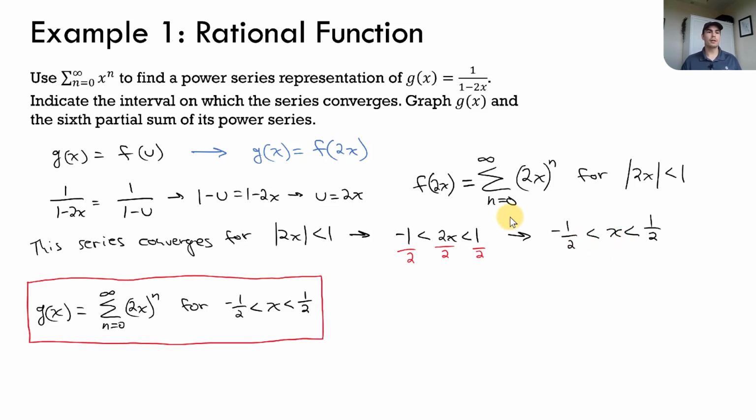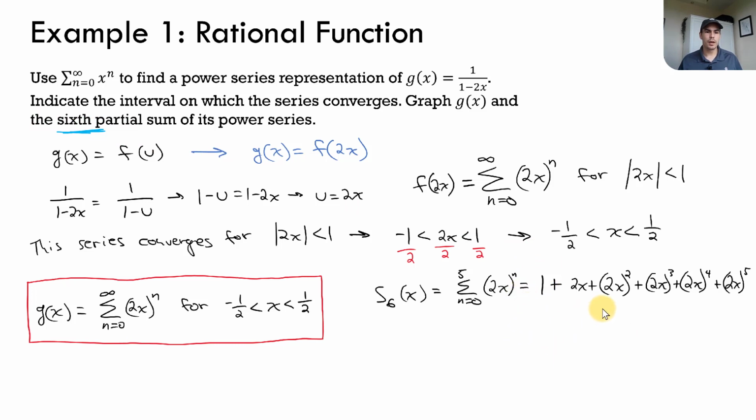So really I've done the first part of this problem already, where I found that g of x is equal to the sum from n equals 0 to infinity of (2x) raised to the n, for x in between -1/2 and 1/2. Now we need to find the sixth partial sum of its power series. So I'm going to say the sixth partial sum of x is equal to the sum from n equals 0 to 5. Notice here that my terminal point is 1 less than the number of my partial sum. Because I have n equals 0, I want to stop at 5, not at 6.